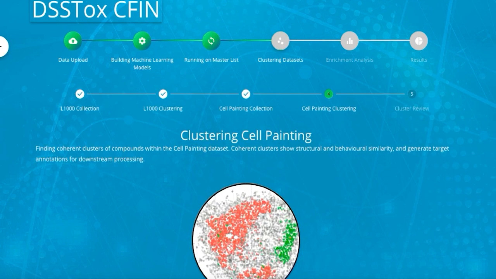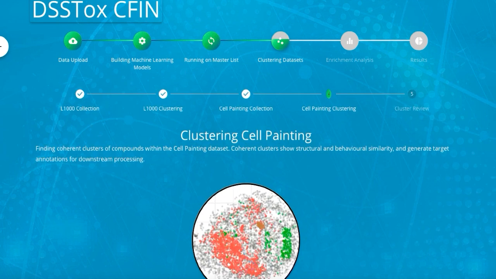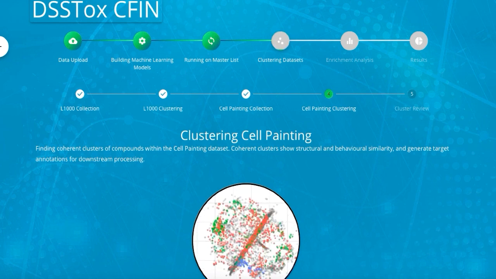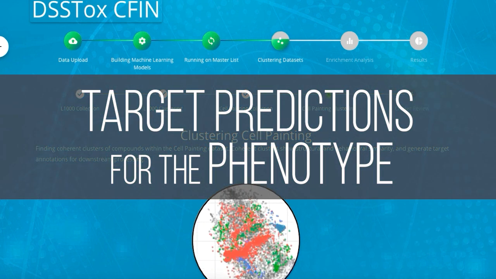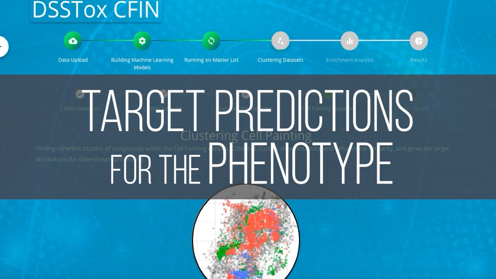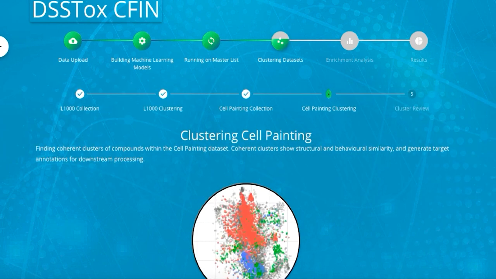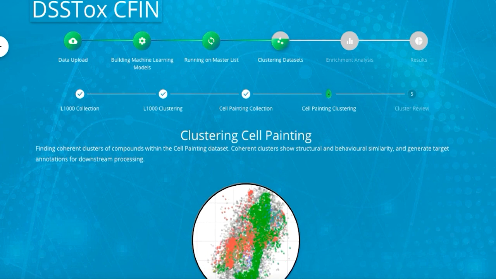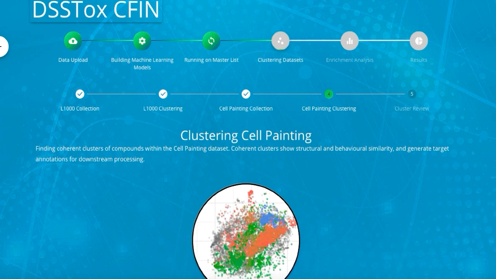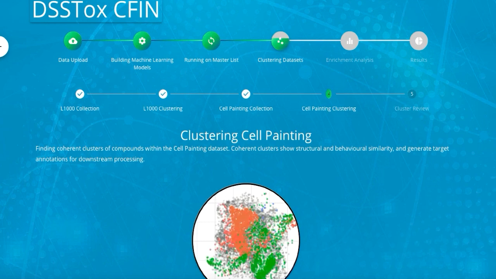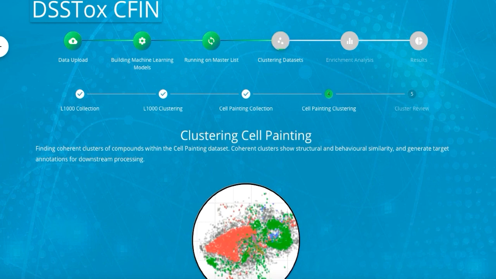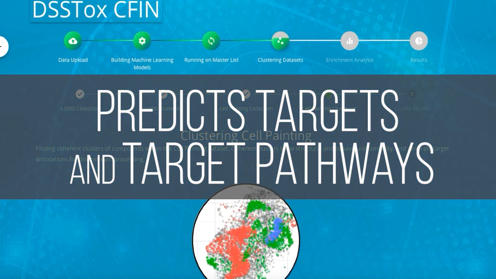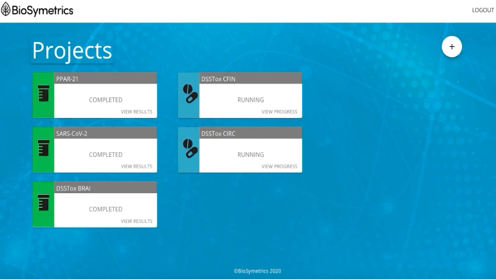After clustering is complete, the public annotations, clusters, and the master list of compounds are merged to make predictions about likely targets for the phenotype. The description of annotations of compounds is used to give insights into targets that consistently cluster at the top of the resulting expected compounds list. Enrichment analysis of GO annotations predicts targets and target pathways. Let's take a look at the completed project.